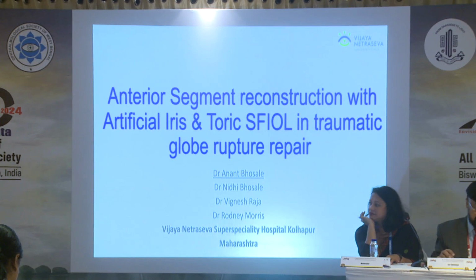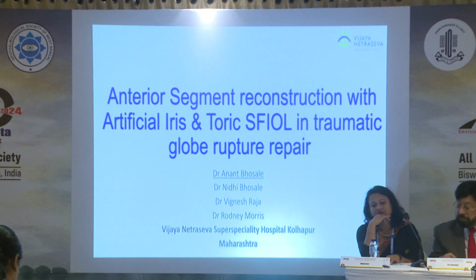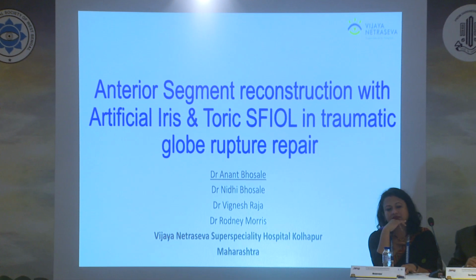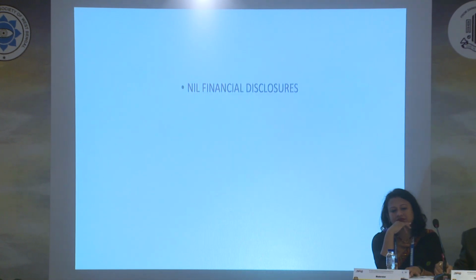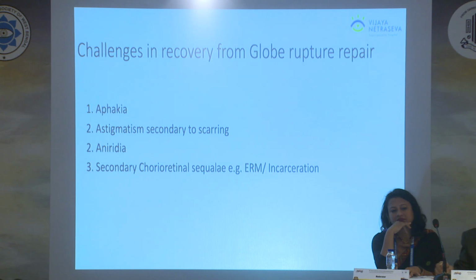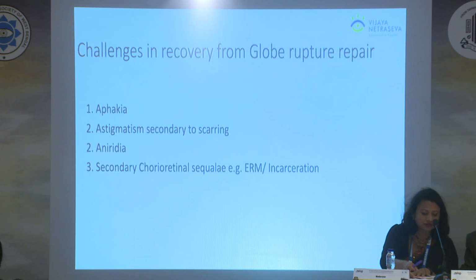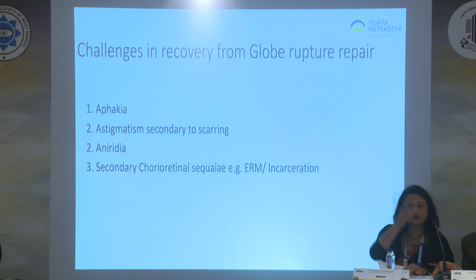Good afternoon, everybody. I'll be presenting a case on anterior segment reconstruction with artificial iris and a toric scleral fixated lens in a case of traumatic globe rupture repair. I don't have any financial disclosures pertaining to this case. The challenges in the recovery of globe rupture repair are aphakia, astigmatism secondary to the scarring of the cornea and the sclera, aniridia, and secondary chorioretinal sequelae like retinal membrane formation and incarceration of the retinal tissue.